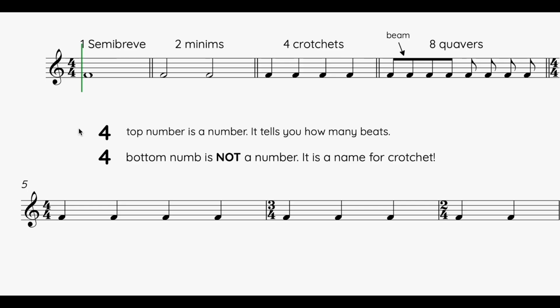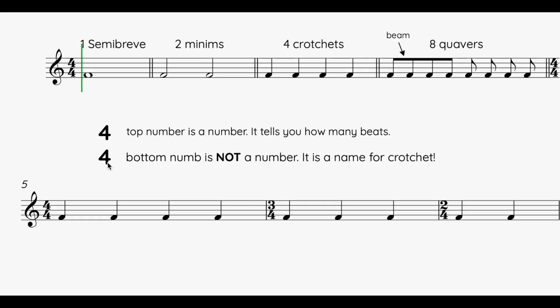All right, well, this will be a little bit of a revision. So the top number is a number. It tells you how much of something. How many beats are there in the bar? That's what the top number is telling you. The bottom number is not a number. If you think of it as a number, you just get confused.